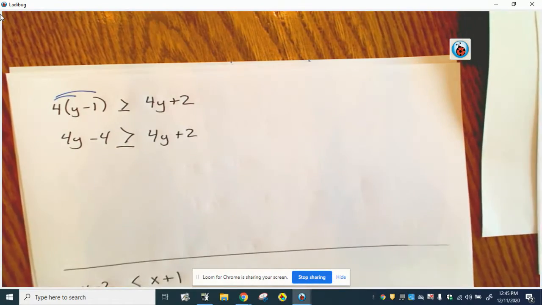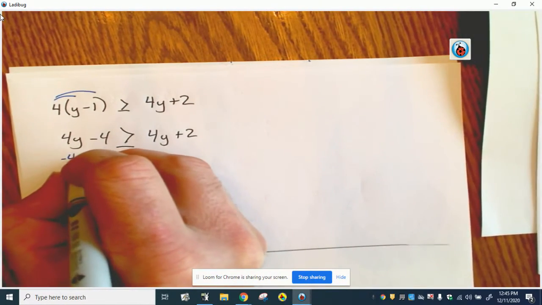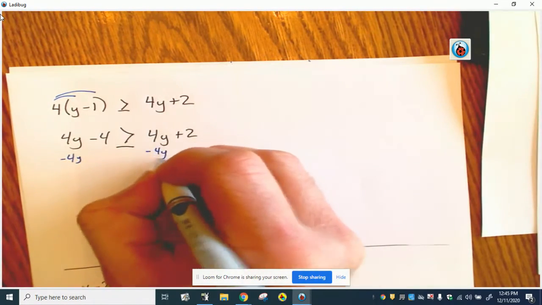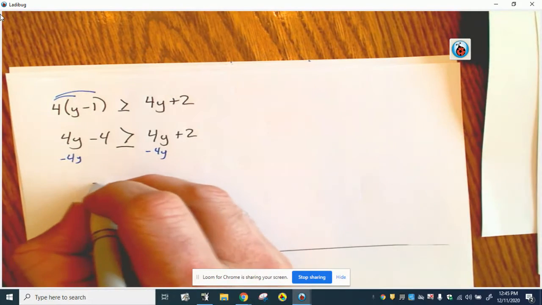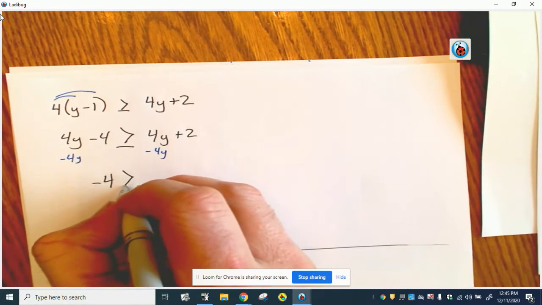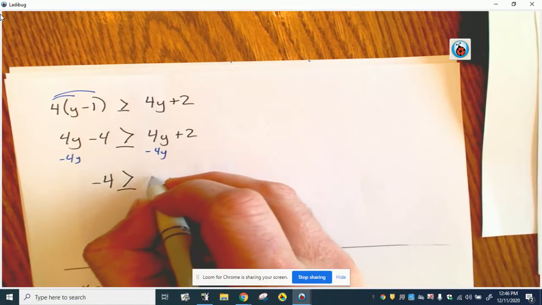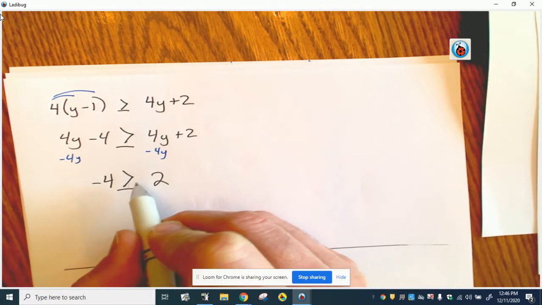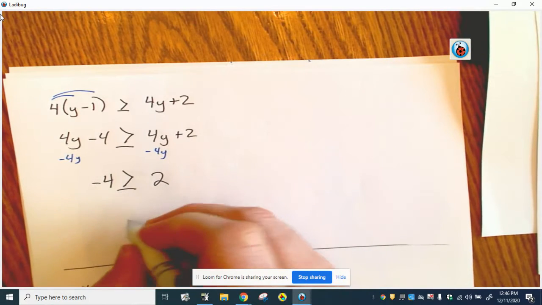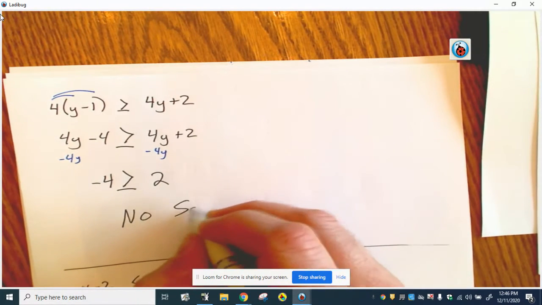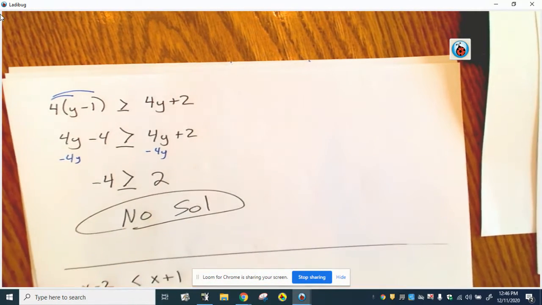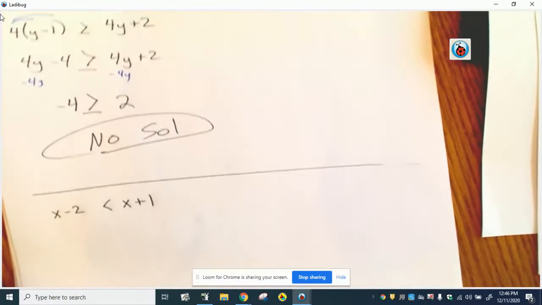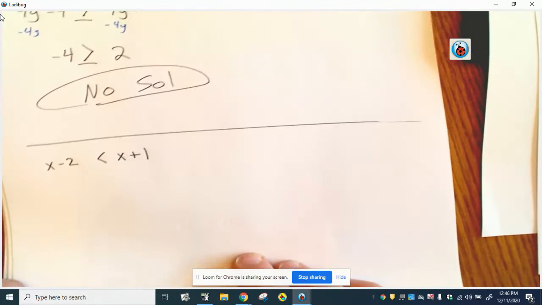I can already tell the 4y's are going to cancel. When you minus 4y from both sides, we end up with negative 4 is greater than or equal to 2. Well, negative 4 is not greater than 2. So that is a no solution problem. Okay? If the sign was flipped, then it would be true.